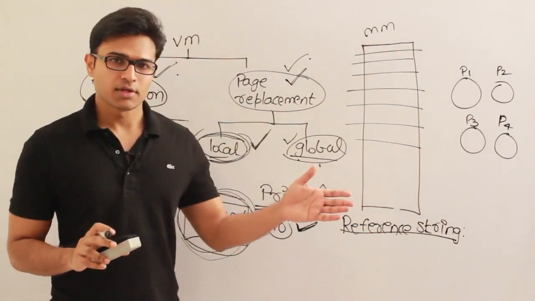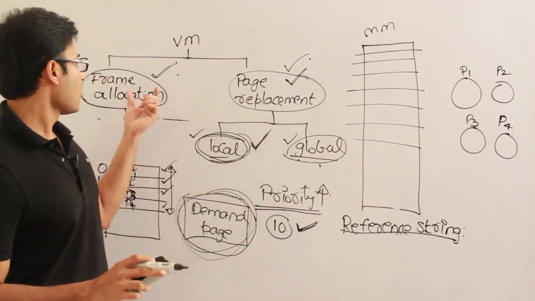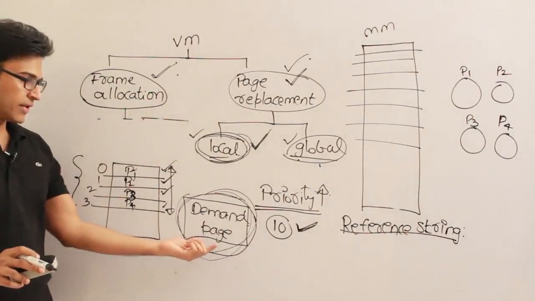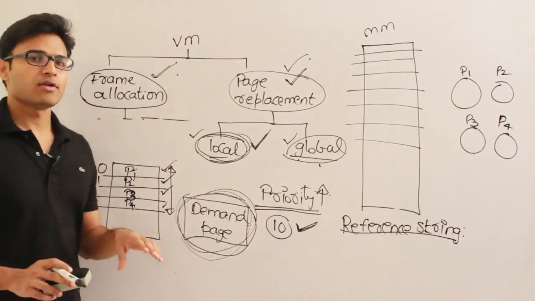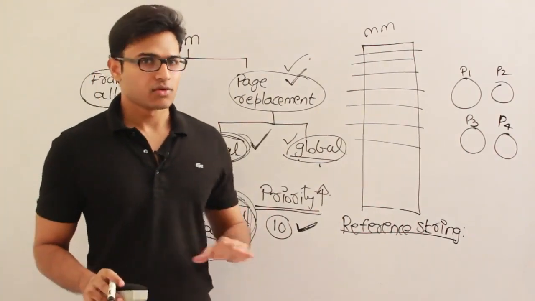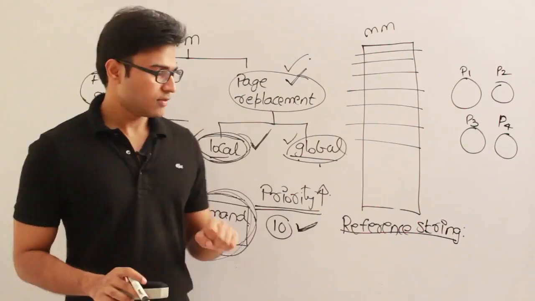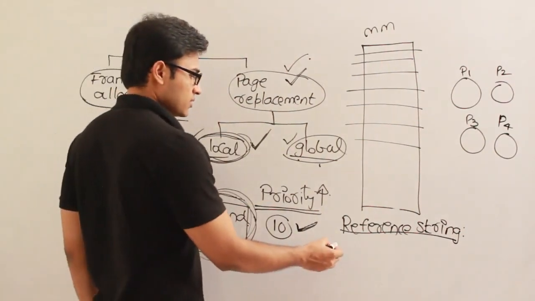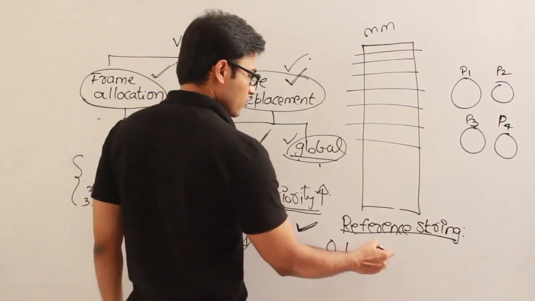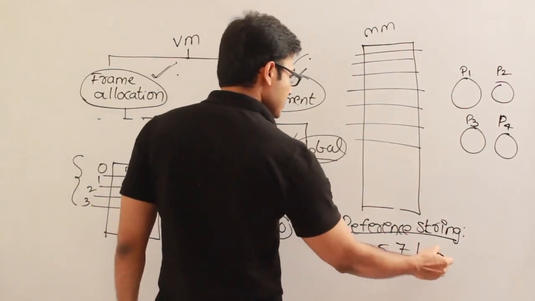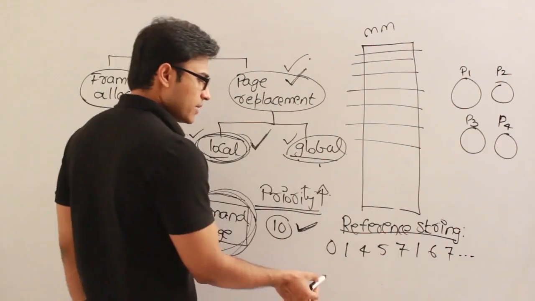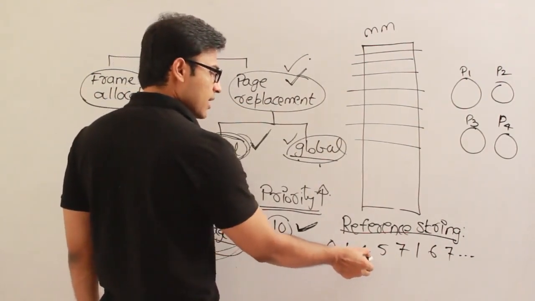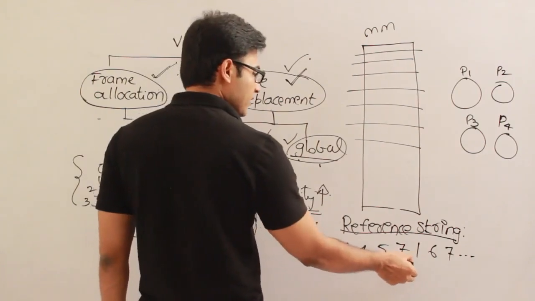Given that reference string and all these concepts, like how many frames are allocated, what the page replacement policy is, and whether it is demand paging or not, you are supposed to find out how many page faults there will be. These are the most frequently asked questions. For example, the reference string of a process can look like this: 0, 1, 4, 5, 7, 1, 6, 7. What they mean is the CPU first needs page number 0, then page number 1, and then pages 4, 5, 7 in this order.